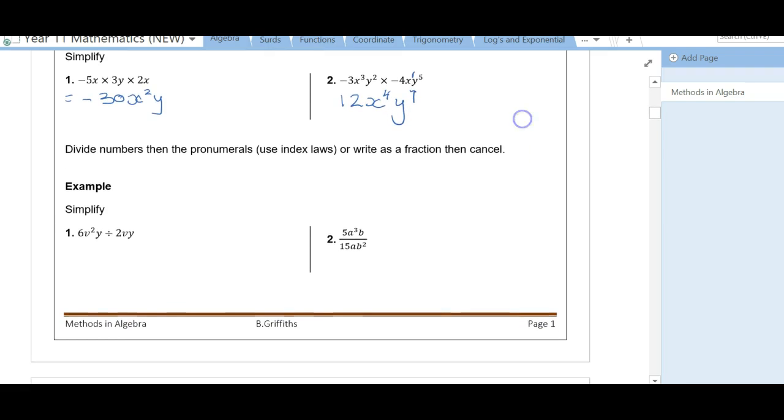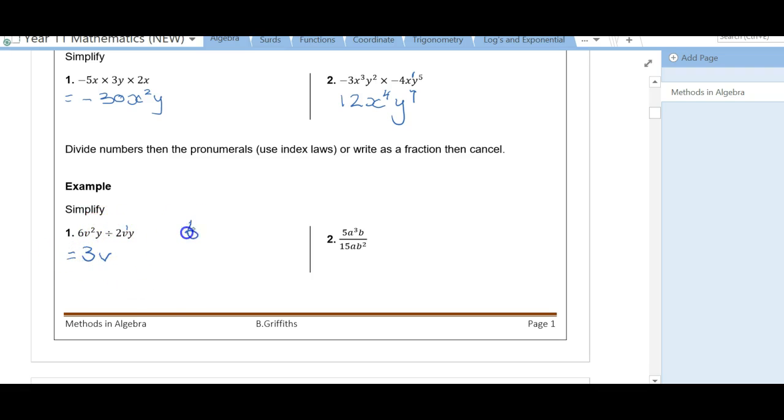Now when I divide, I subtract the powers, so I can do it one of two ways. I can leave it like this and go 6 divided by 2 is 3. Because I'm dividing, I subtract. y2, 2 minus 1 is y, and y divided by y, that goes away.